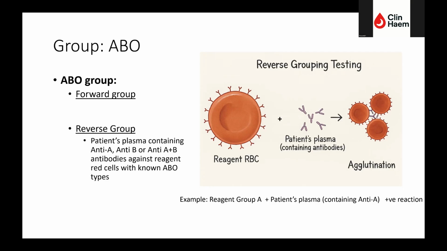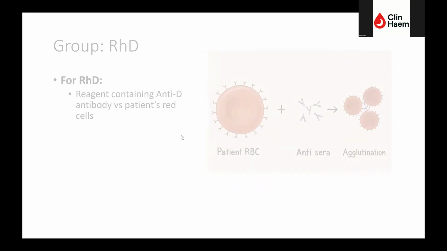We've already typed them. So what we will do is add the patient's plasma, which contains antibodies to A or B or AB, and we'll see what happens. For example, if the patient is group B, they will have anti-A antibodies. And if you react them with group A antigen, it will cause agglutination and vice versa. So that's how forward and reverse group work.